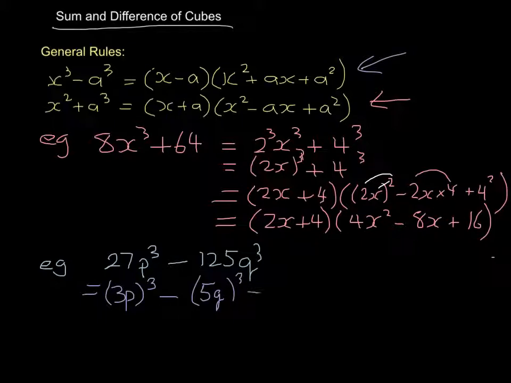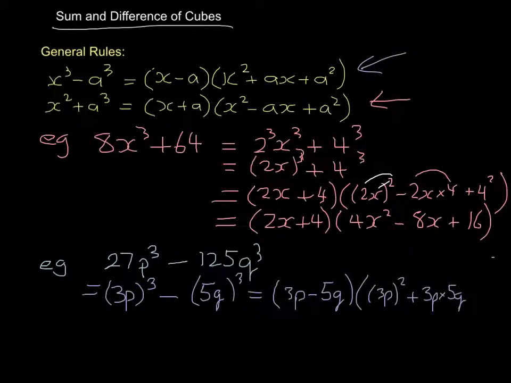So then we can write that into the two brackets. So the first bit is 3p, take away, the second bit is 5q. And then for the second bracket, we need firstly (3p) squared, and then it's going to be plus 3p times by 5q. And then for the third bit, it's going to be plus (5q) squared, and that needs to be all squared for that 5q.